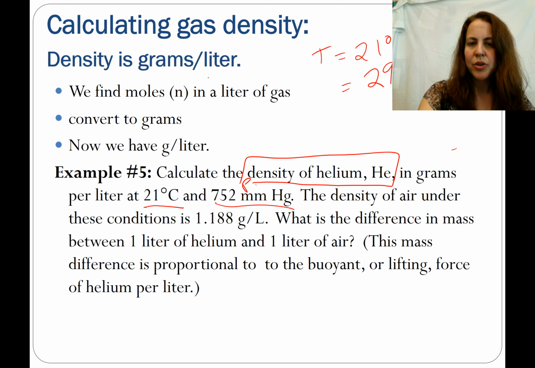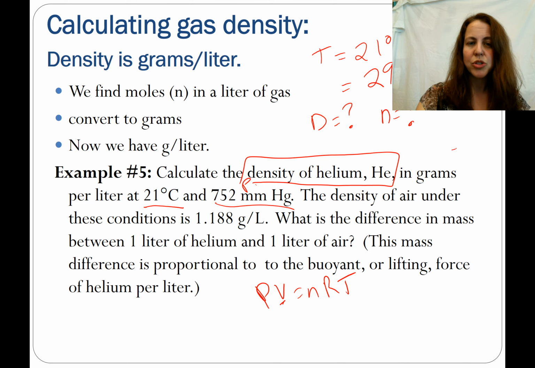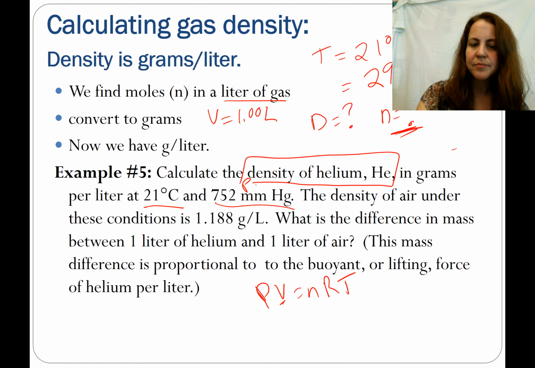All right, I'm trying to find the density of helium. And like I said, the first thing we want to do is try to find moles of helium. I've got temperature, I have pressure, but we're missing a couple things. If we take a look at our ideal gas law, PV equals nRT, you can see that I'm missing volume. It does not give us a specific amount. So let's assume that our volume is equal to 1 liter. We're going to find out how many moles we have in 1 liter of gas, and then we'll go from there.